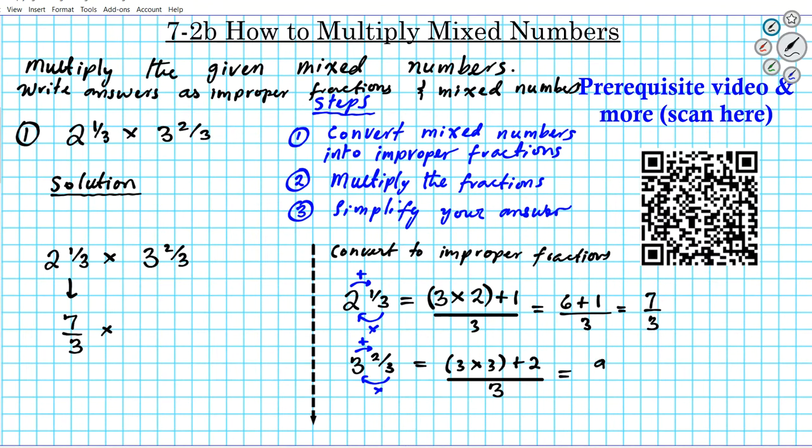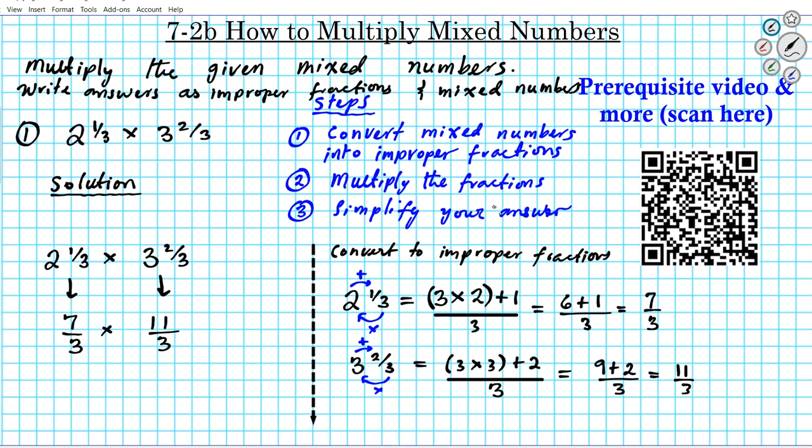3 times 3 is 9 plus 2 divided by 3. And then 9 plus 2 is 11 divided by 3. So if you write 3 2/3 as an improper fraction, it's going to be 11 over 3. We're done with step 1, which is converting the mixed numbers into improper fractions.